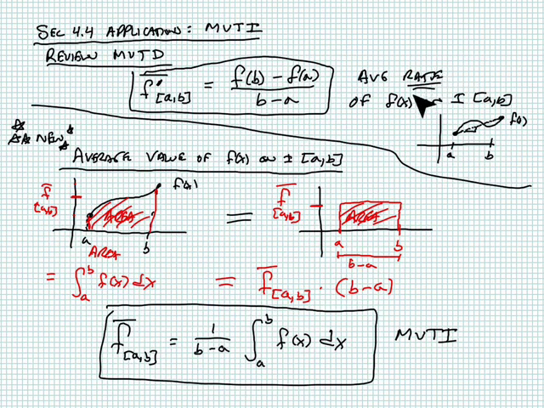If you're asked for the rate, you'll want to use the mean value theorem for derivatives. But if you're asked for the average value, which is the average y value of the curve, then you want to use the mean value theorem for integrals. And for the mean value theorem for integrals, it's not a rate, it's just the average value. And notice that you're integrating the actual function itself. Okay, so let's look at an example.